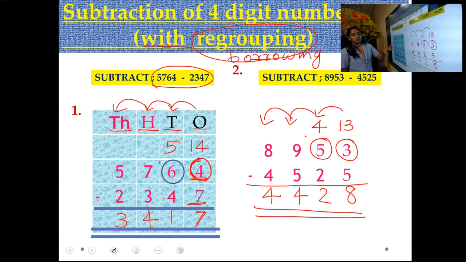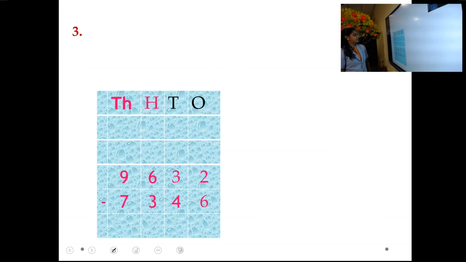So here we are borrowing from which place? 100 place numbers. Okay. Now move to the next question. Here also two numbers are given horizontally. You have to subtract it. Subtraction sign is here. Ones place numbers are 2 and 3.